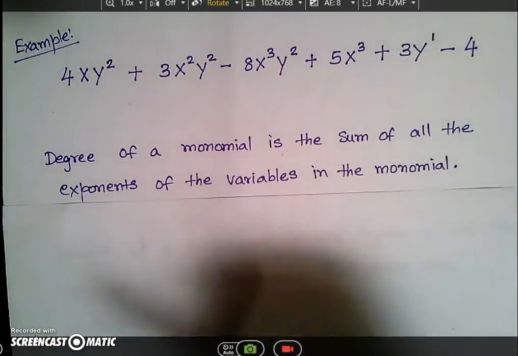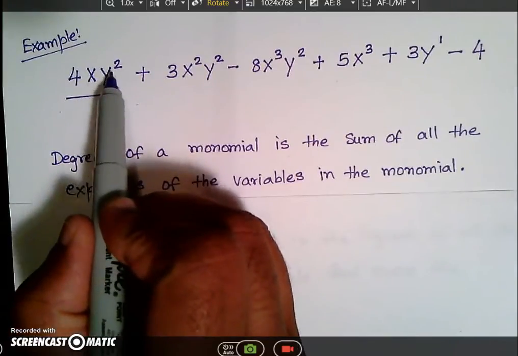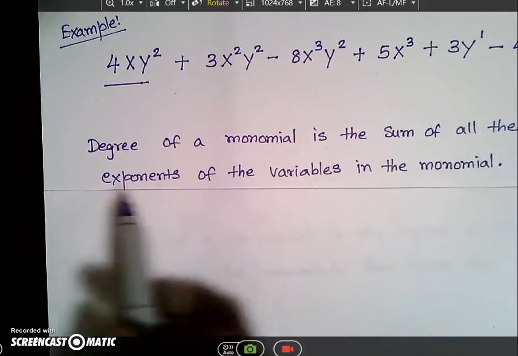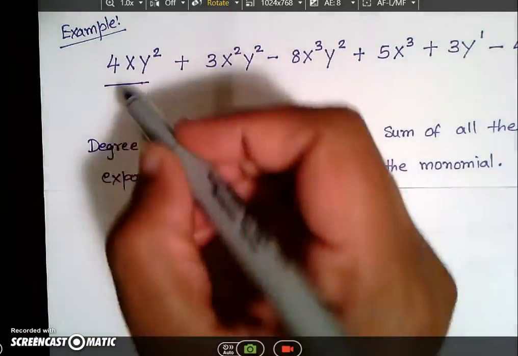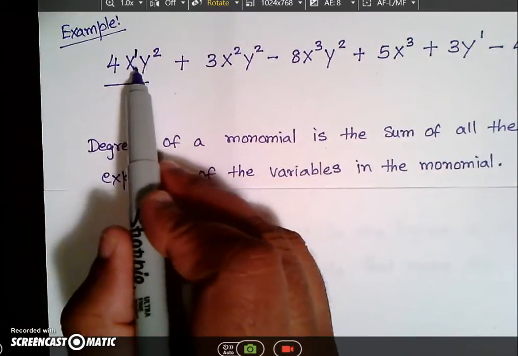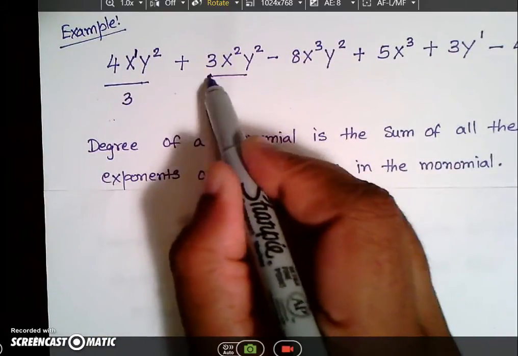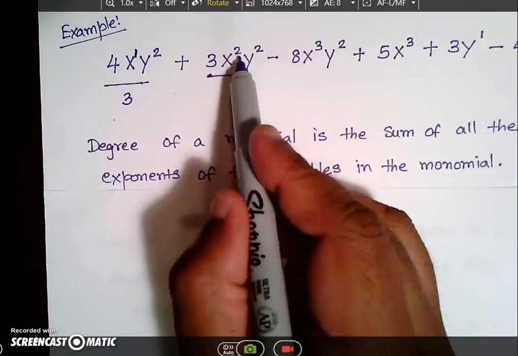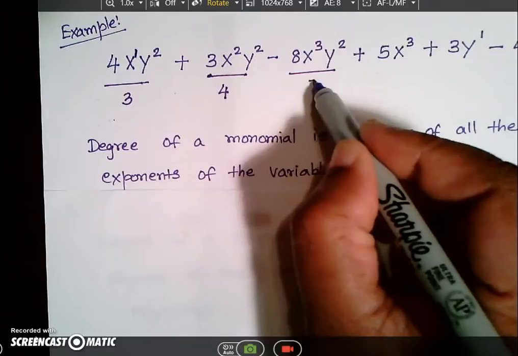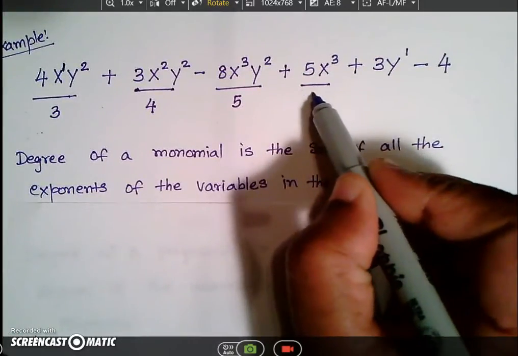Okay, so if I consider this monomial, the variables are x and y squared. So x y squared is the variable part of this monomial. So it's the sum of all the exponents of the variables. The exponent of x is 1, the exponent of y is 2. So the sum of all the exponents is 3. In this monomial, the sum of all the exponents, 2 plus 2, is 4. In this monomial, the sum of all the exponents is 5. In this monomial, the sum of all exponents is 3.